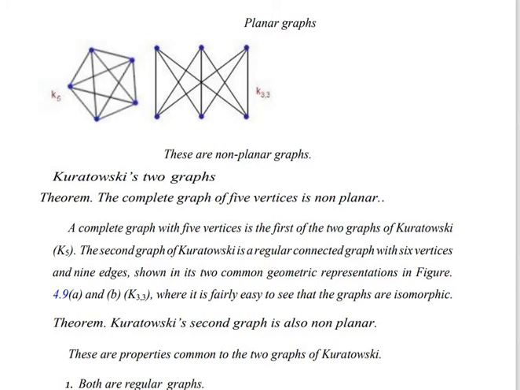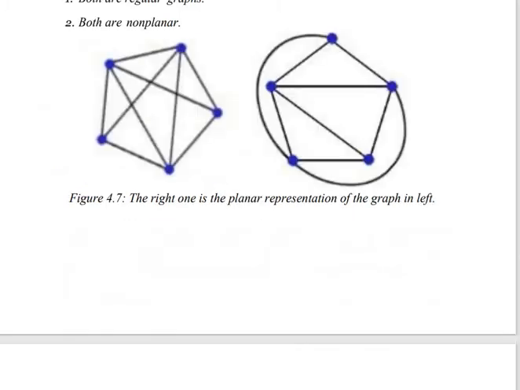These are properties common to the 2 graphs of Kuratowski. One of the properties is that both are non-planar graphs, and another is that both are regular graphs. The figure on the left side is a planar graph, and on the right side you can see the planar representation of the given graph.